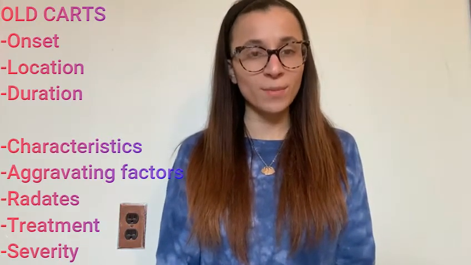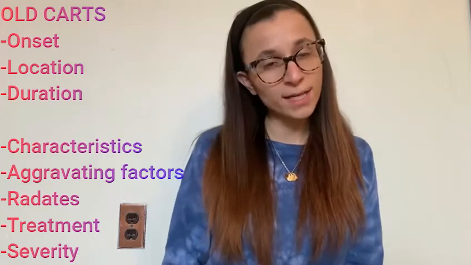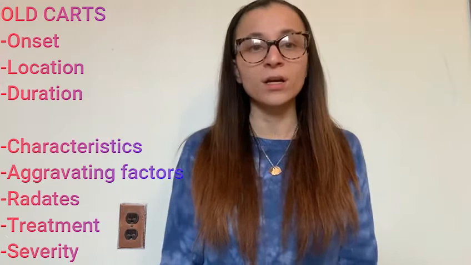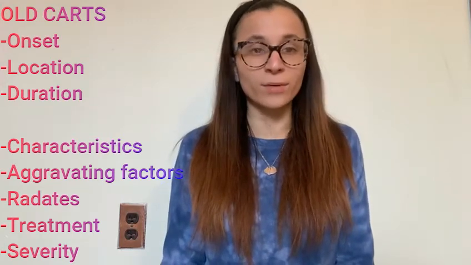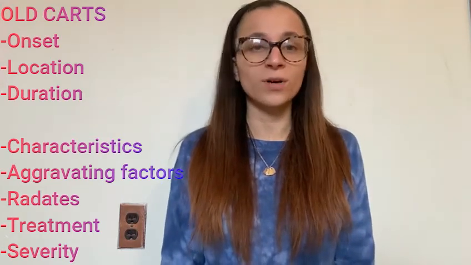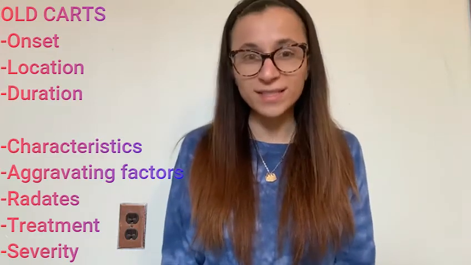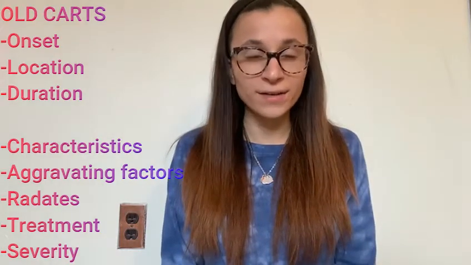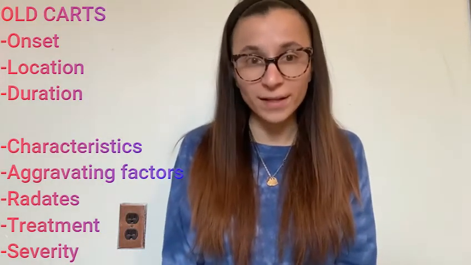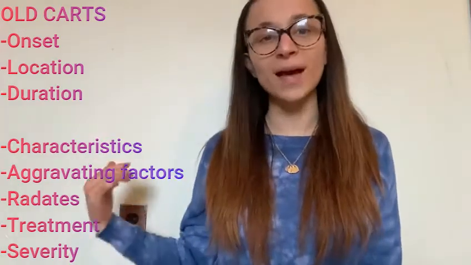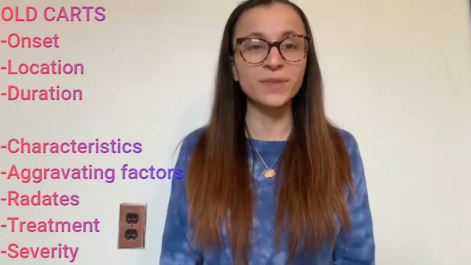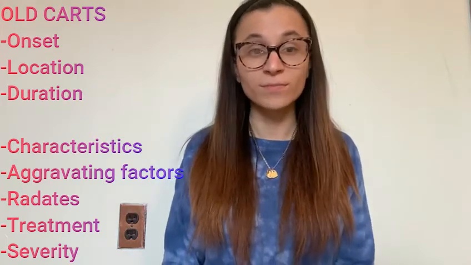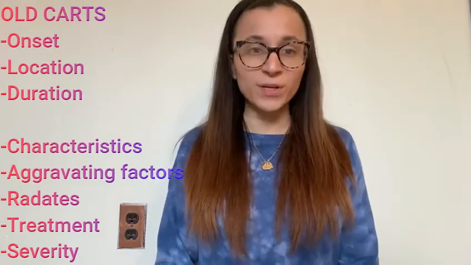So you're going to use a mnemonic, OLD CARTS. OLDCARTS is onset, when did it start, location, where is it located, where exactly is the pain, duration, how long have you had it for, and then you go on to CARTS. So CARTS is characteristics, describe it, is it sharp, is it stabbing, aggravation, does anything make it worse, does anything make it better, radiation, does it radiate to the back, does it radiate to the shoulder, does it radiate anywhere, and treatment, have you tried anything for it, did you self-medicate yourself, etc.